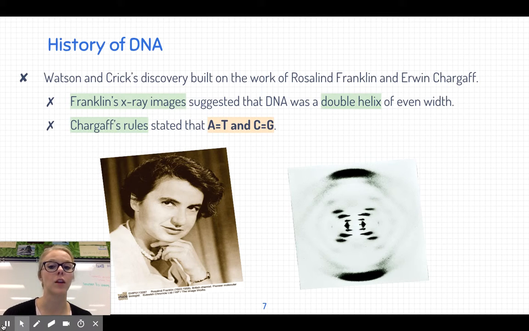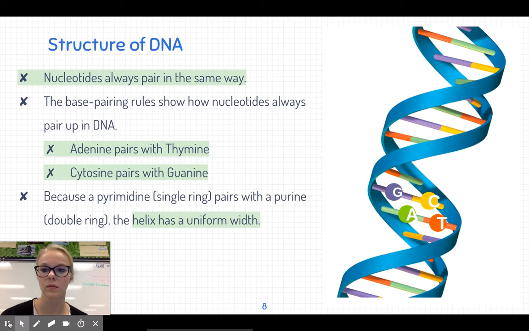Erwin Chargaff created rules that stated A will always pair with T and C will always pair with G. One way you can remember this is that the apple falls from the tree and the car goes in the garage. Nucleotides always pair in the same way. The base pairing rules show us how nucleotides always line up in DNA. Adenine always pairs with thymine, and cytosine always pairs with guanine. Because a pyrimidine, which is a single ring, always pairs with a purine, which is a double ring, the helix is going to have a uniform width.